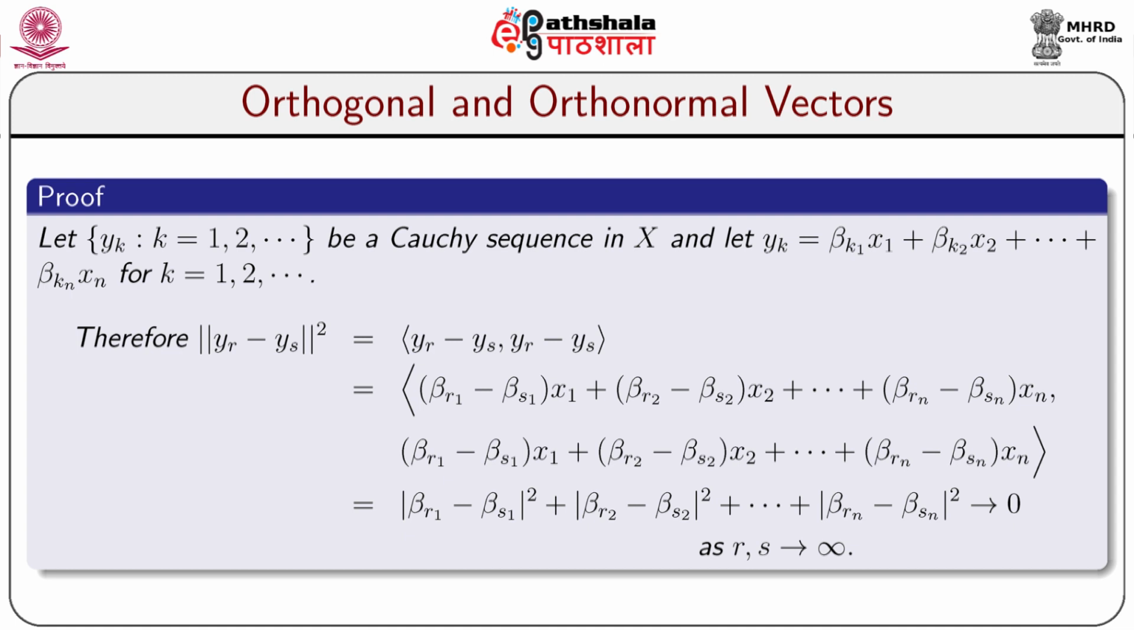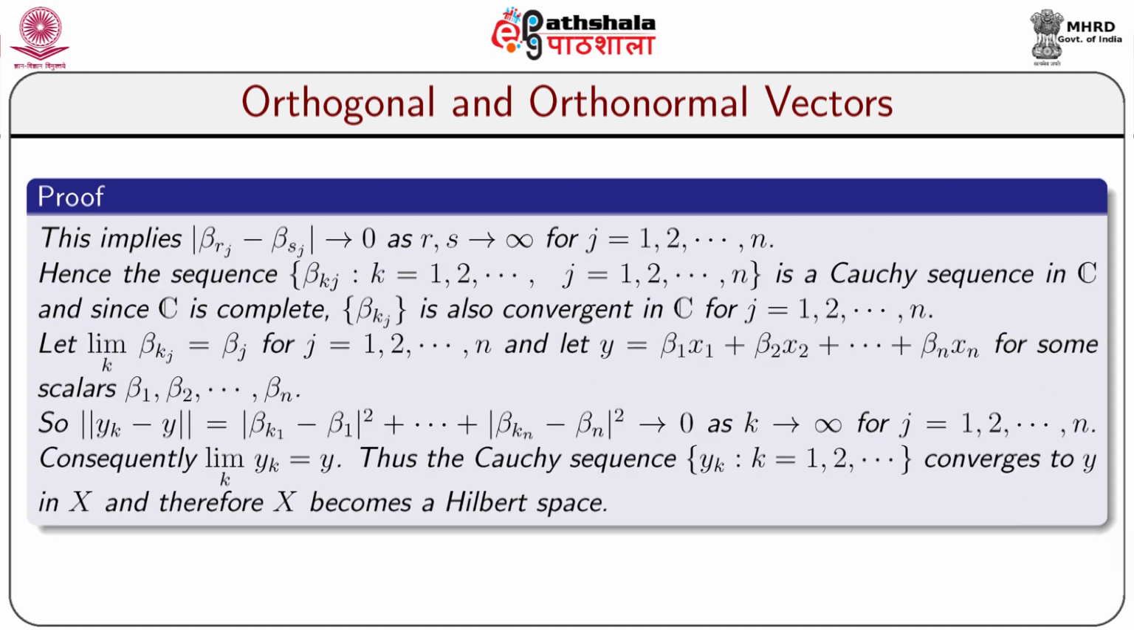Therefore, norm of yr minus ys square is equal to inner product yr minus ys comma yr minus ys, which is equal to inner product beta r1 minus beta s1 into x1 plus beta r2 minus beta s2 into x2 plus dot dot plus beta rn minus beta sn into xn comma beta r1 minus beta s1 into x1 plus beta r2 minus beta s2 into x2 plus dot dot plus beta rn minus beta sn into xn, which is equal to modulus of beta r1 minus beta s1 square plus modulus of beta r2 minus beta s2 square plus dot dot plus modulus of beta rn minus beta sn square, which goes to 0 as r comma s tends to infinity.